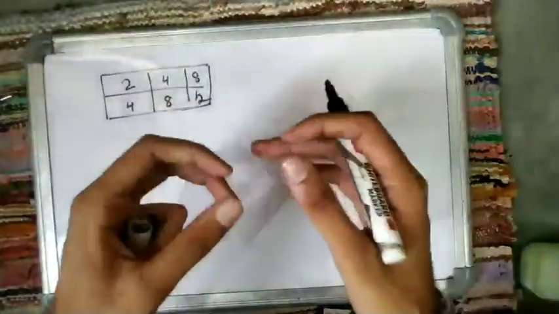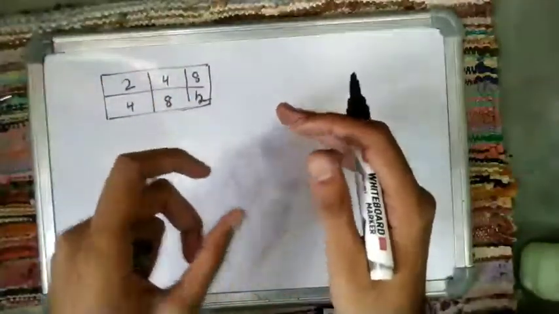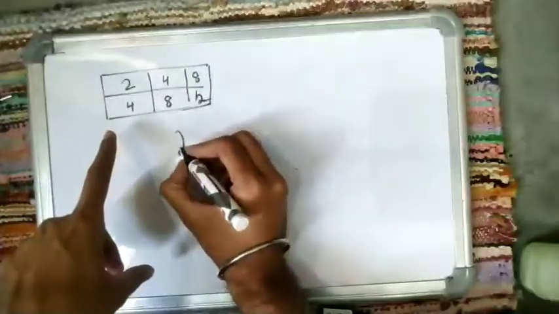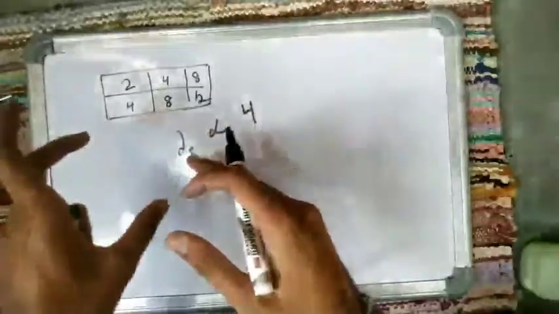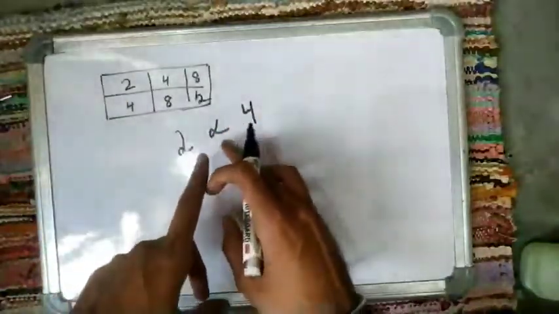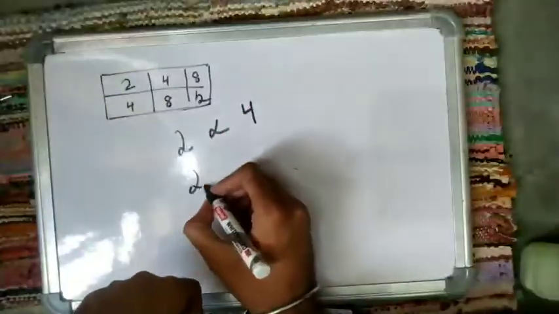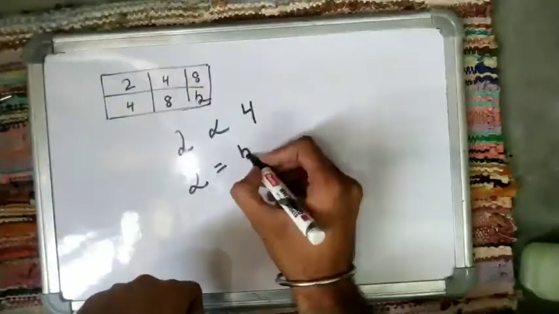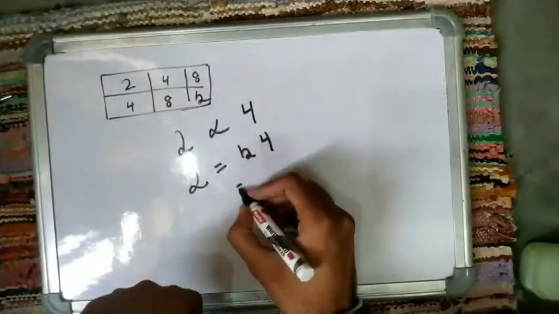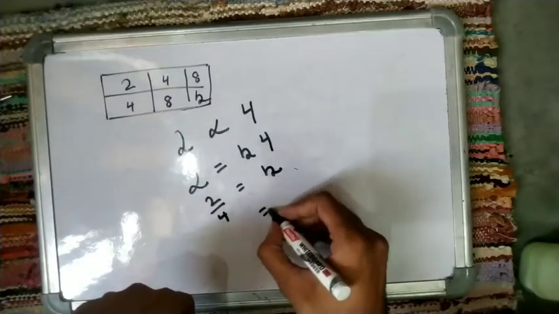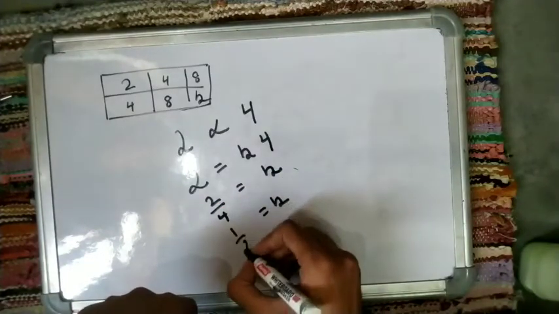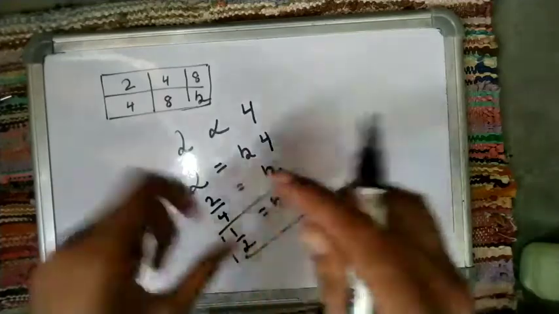But how can we solve it by direct variation? Like this: 2 is proportional to 4. As I told you, A is proportional to B, so 2 is proportional to 4. So 2 is equal to K times 4, and K is equal to 2 by 4. So K is equal to 1 by 2.